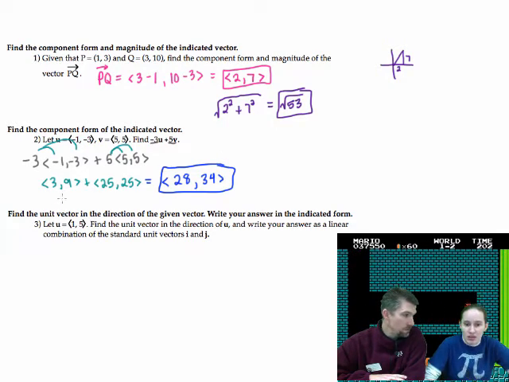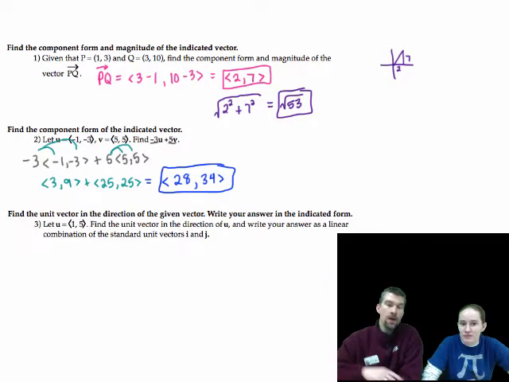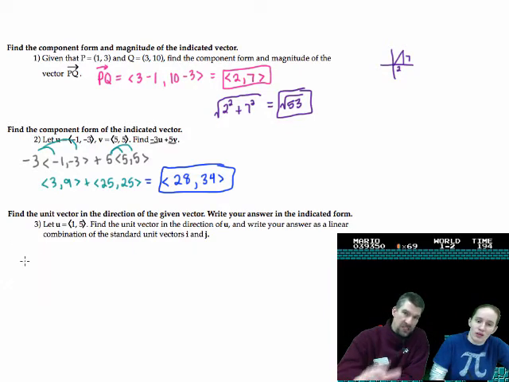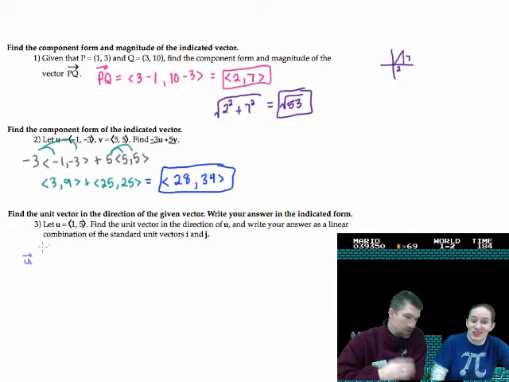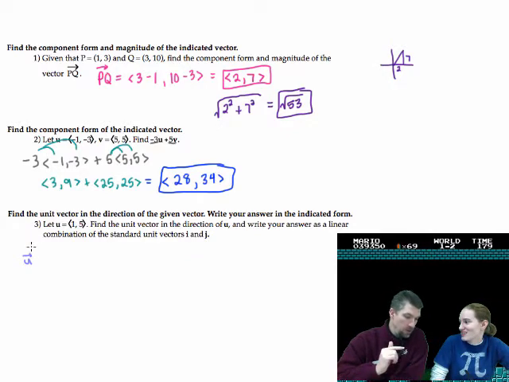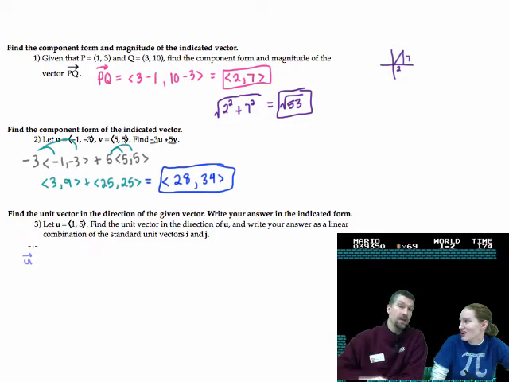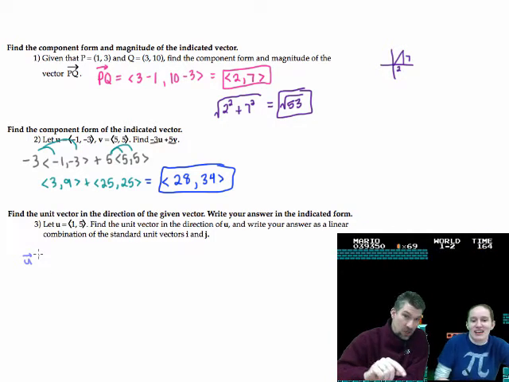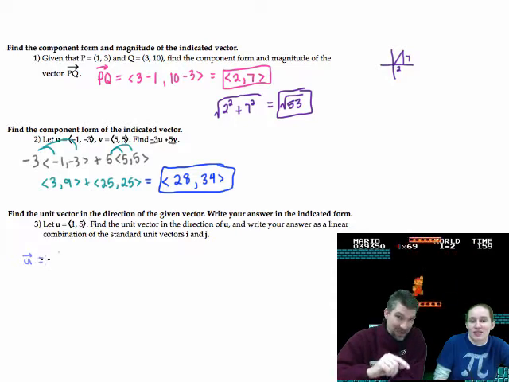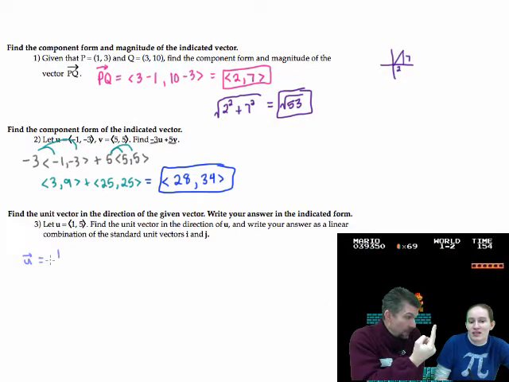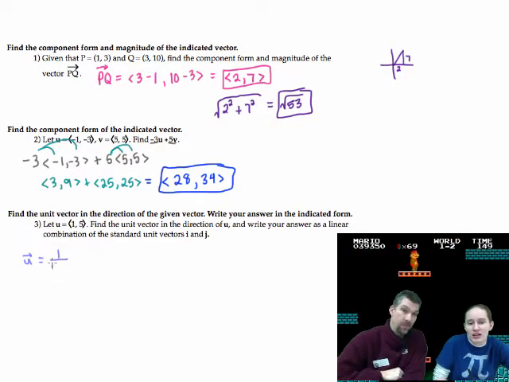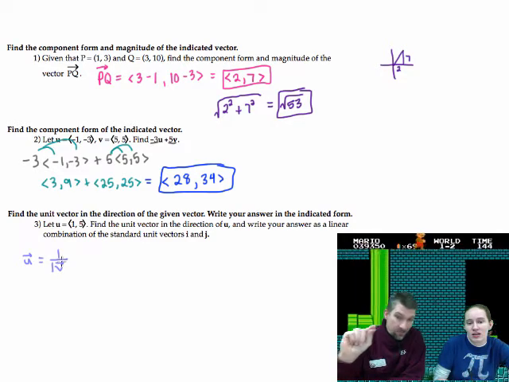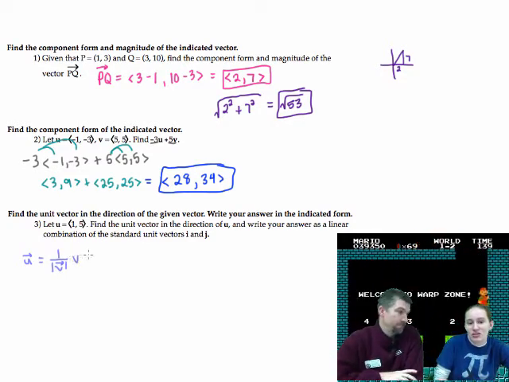Okay, unit vectors. Now think about what we just said. Unit vectors. A unit vector is a vector that is exactly one unit long.